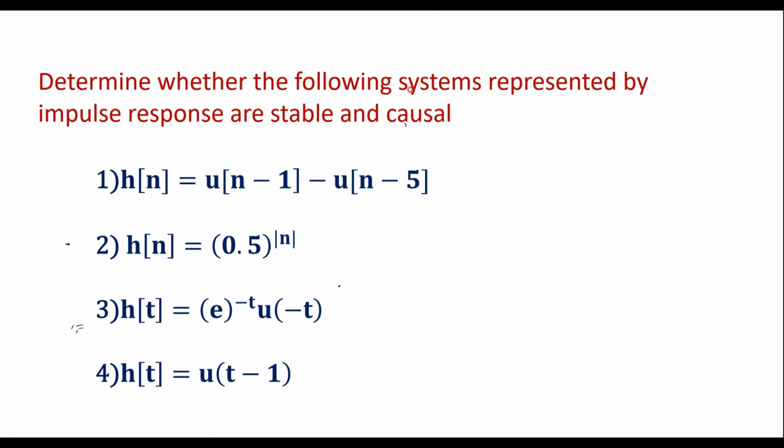Determine whether the following systems represented by impulse response are stable and causal. Here 4 impulse responses are given. Few are discrete and few are continuous. We are supposed to check whether the systems are stable and causal. Let me take the first one, that is h of n is equal to u of n minus 1 minus u of n minus 5.